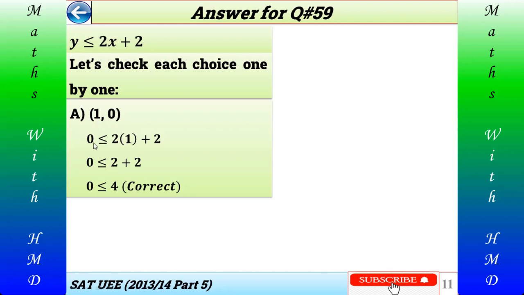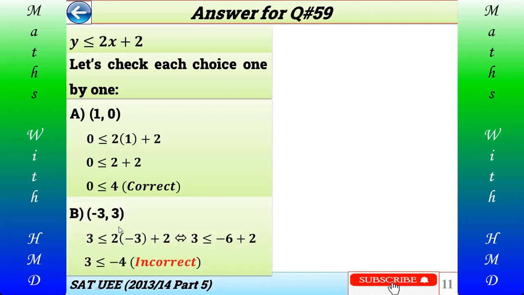So now here the y component is 0 and the x component is 1. If we substitute 0 in terms of y, it becomes 0 less than or equal to 2 times x, which is now 1, plus 2. Then that is 0 less than or equal to 2 times 1, which is 2, plus 2. So 0 is less than or equal to 4. That is correct, right? So A can satisfy the given inequality. What about B? Let's check.